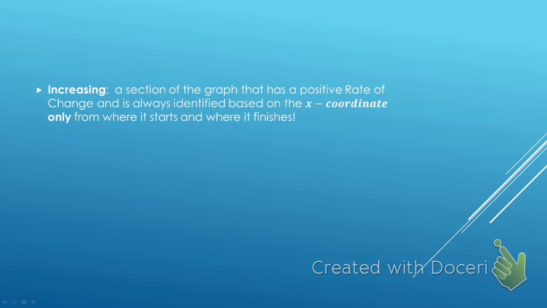The next thing we're going to be looking at is increasing. Increasing, it's pretty straightforward. We're going to be looking for any part of the graph that has a positive rate of change. Now when we write it, we would base it only on the x coordinates. Only the x coordinate part. And so like we discussed, increasing, it's going to be going up and to the right.